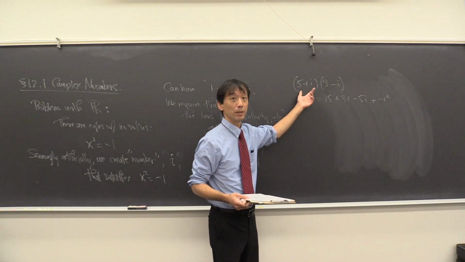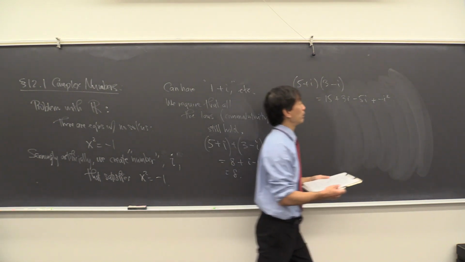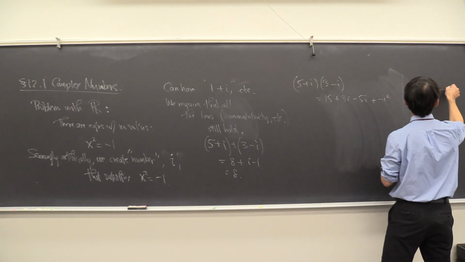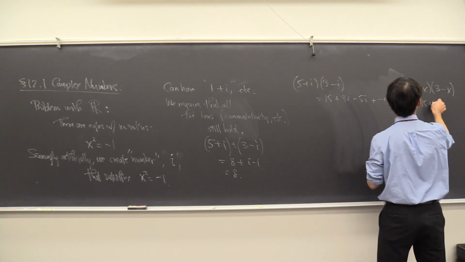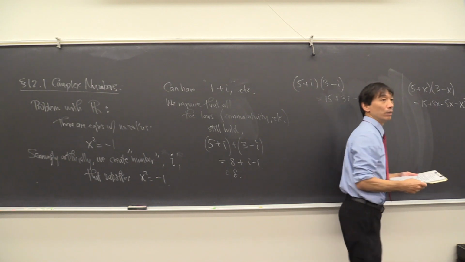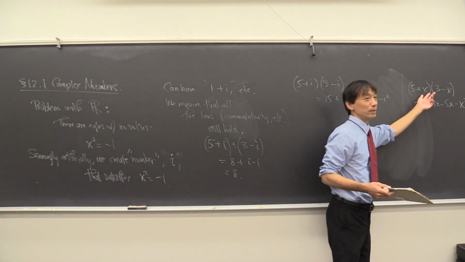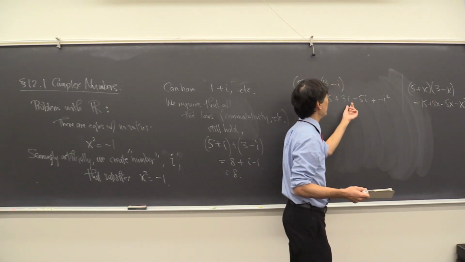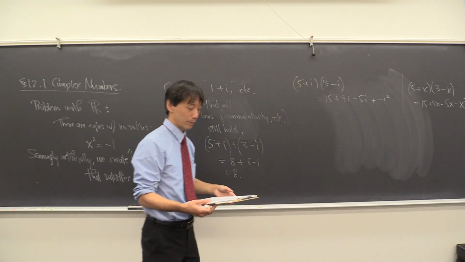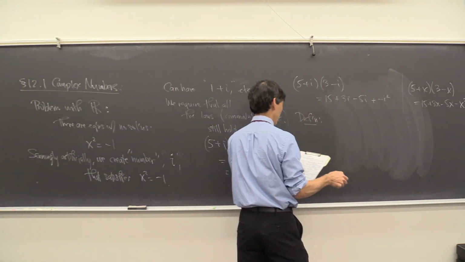Does that make sense? We're just using the distributive property like we do with any old numbers, or just like we're doing things with x. If we have 5 plus x times 3 minus x, that's going to be 15 plus 3x minus 5x minus x squared, right? So maybe that's the way you want to think about this: that i is just some symbol that you're going to throw into our old numbers.